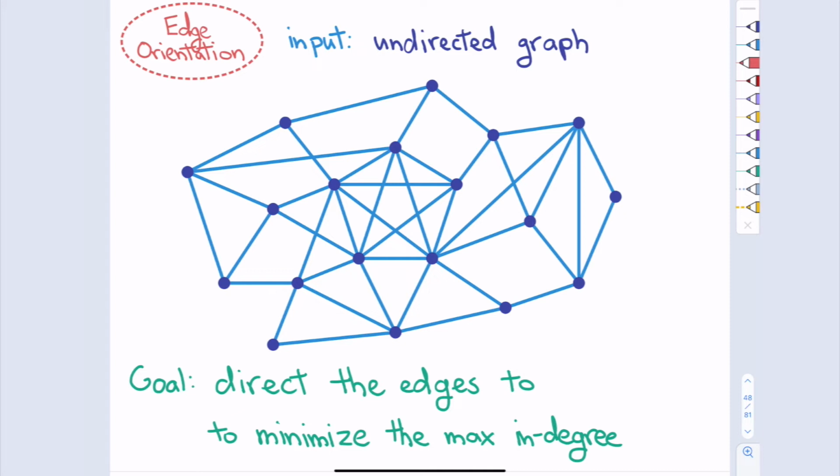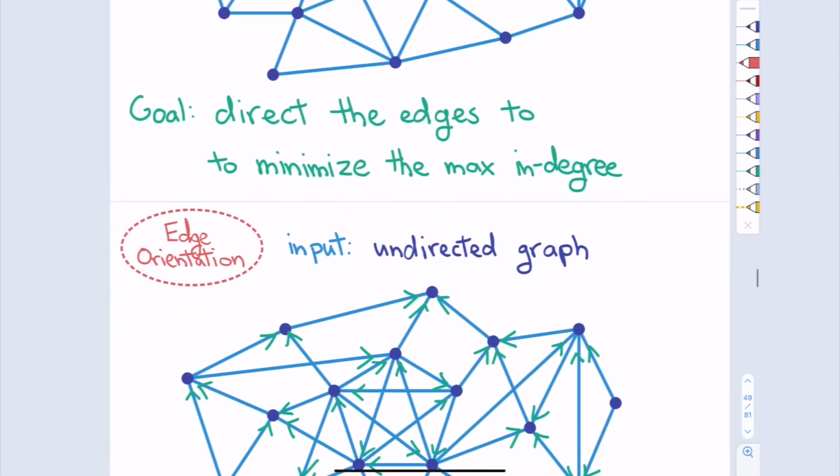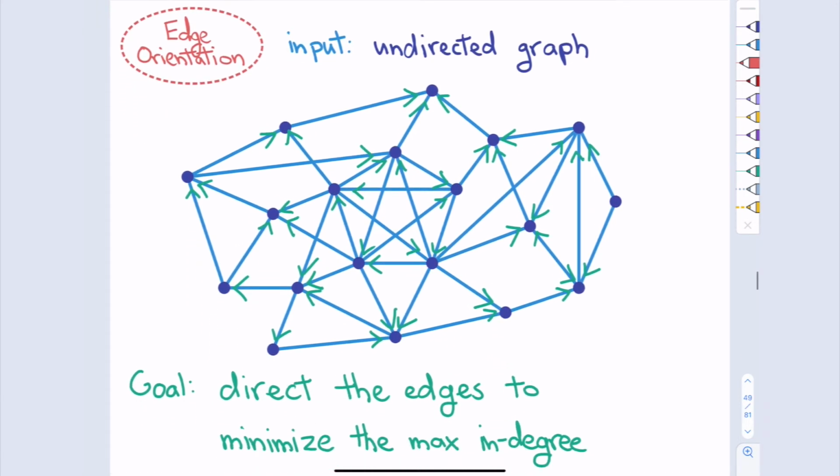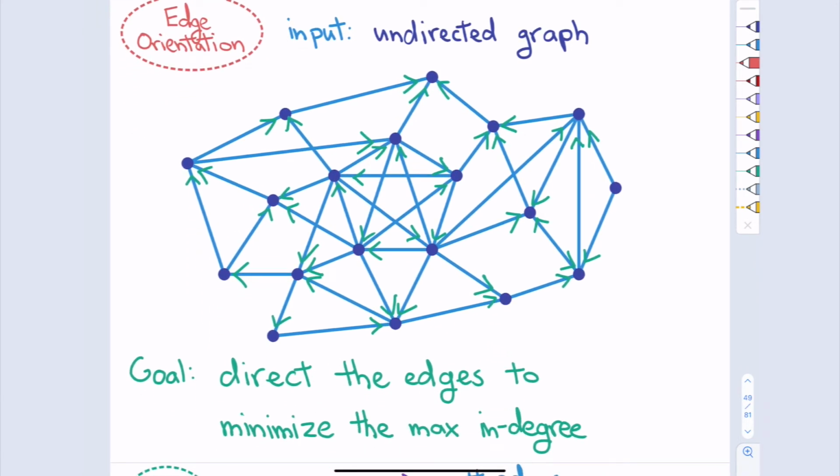So, for example, in this graph, here would be a solution where I believe every vertex has in degree at most 3. So I have assigned arrows to all the edges. Now it's a directed graph, but if I did it correctly, every vertex should be the endpoint of at most 3 directed edges. So it's sort of a load balancing problem.